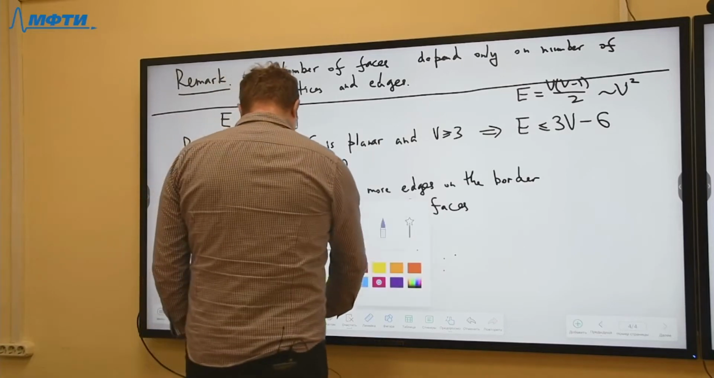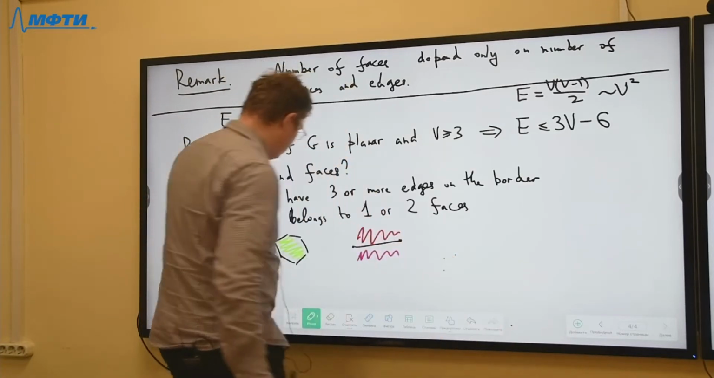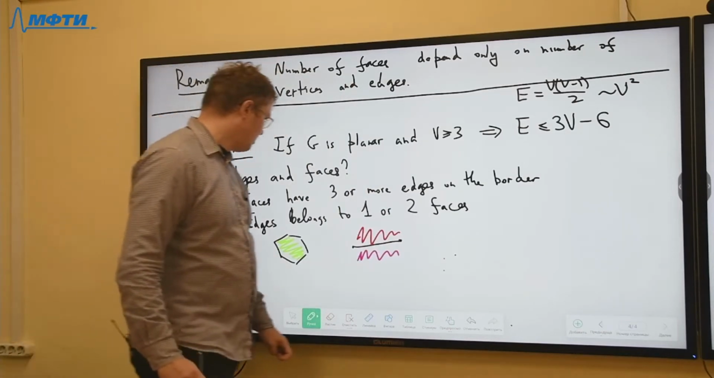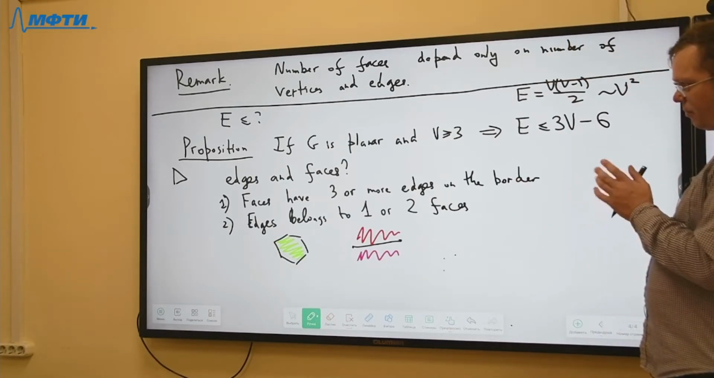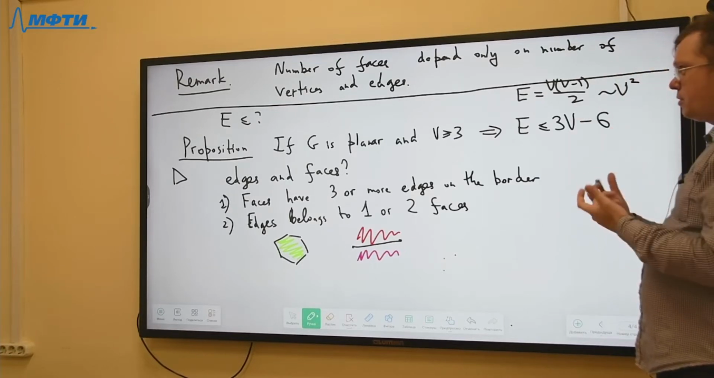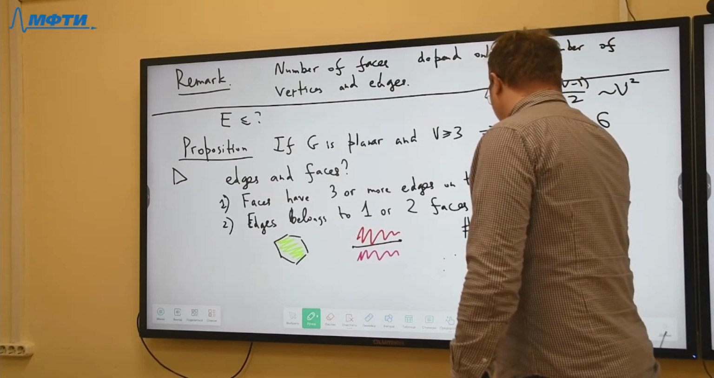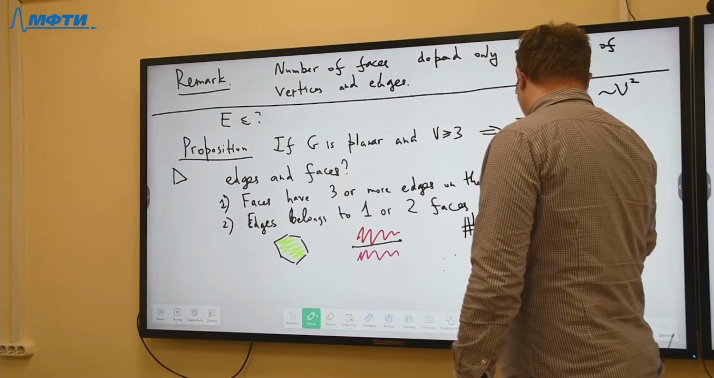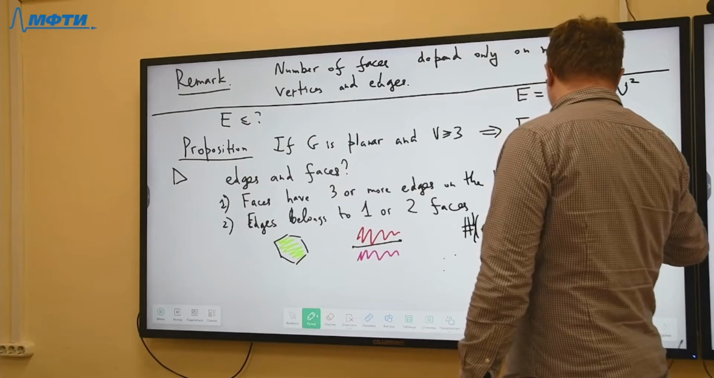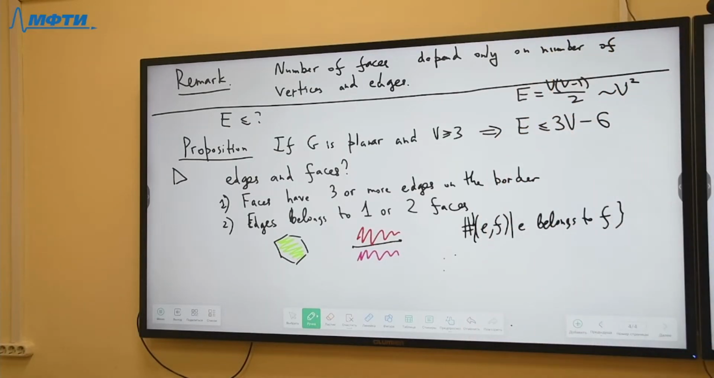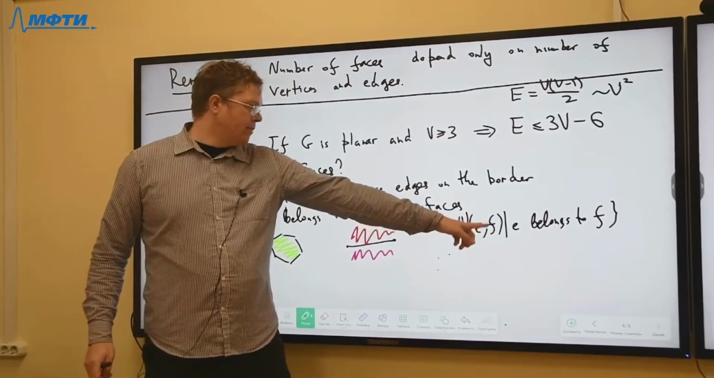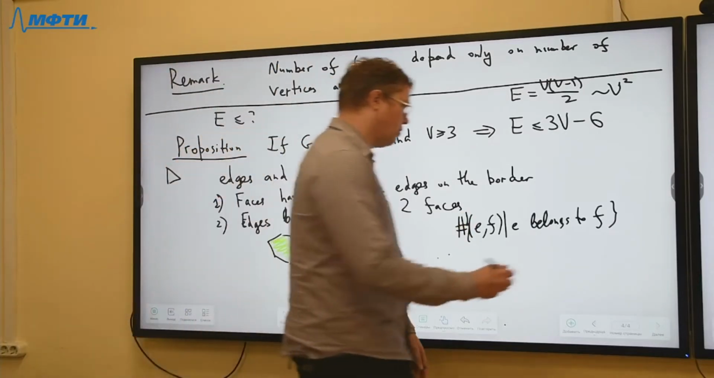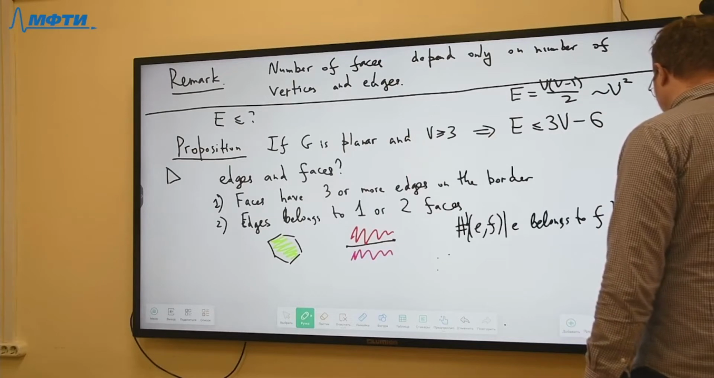It means that if we multiply the number of edges by two, we already use this technique. We just count the number of pairs, edge and face, such that the edge belongs to the face. So we want to calculate the number of pairs such that edge belongs to face F. And if faces have three or more edges on the border, that means that if we fix the second coordinate, the face, then we have at least three edges. So it's more or equal than three times the number of faces.